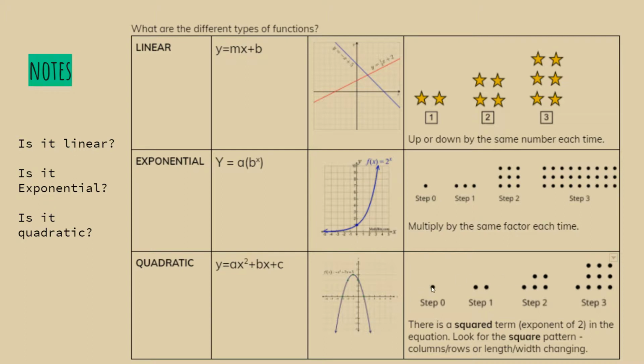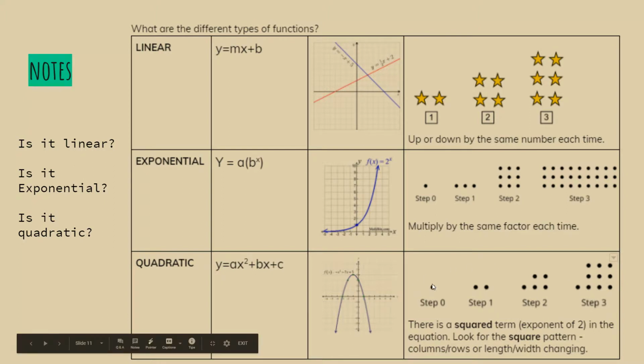Is that the same growth rate from step 0 to step 1? No, we're not adding by the same number each time, and we're not multiplying by the same number each time. In fact, we added 1 dot, then 3 dots, then 5 dots. There must be a different pattern here. And we can take a look at this pattern.